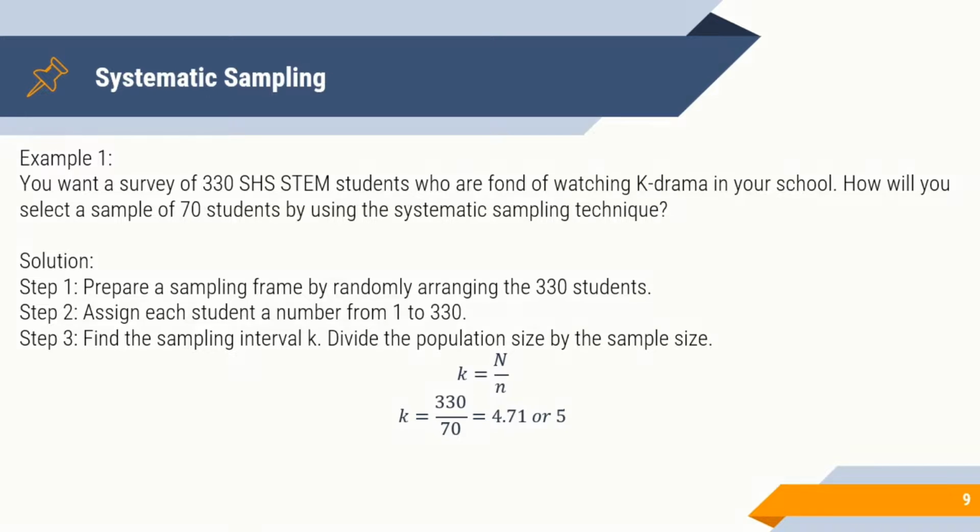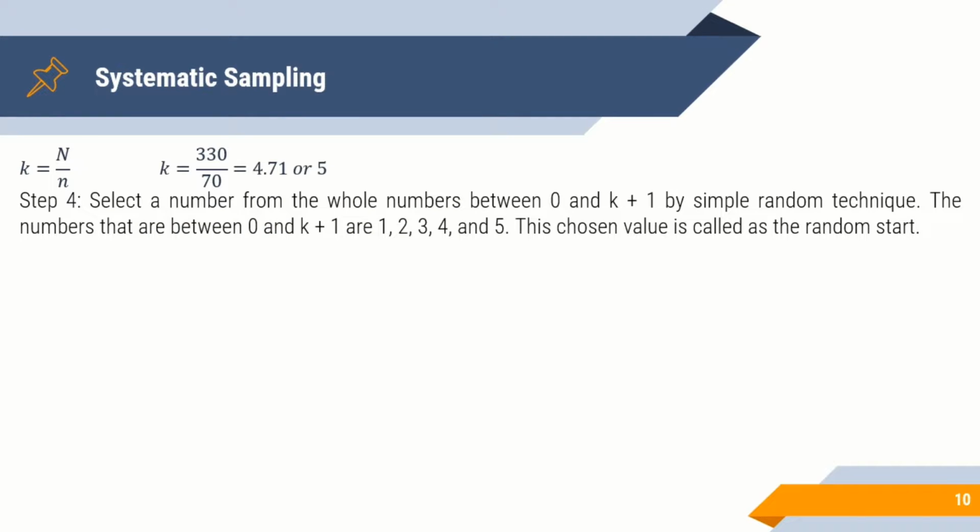And then step 4, select a number from the whole numbers between 0 and k plus 1 by simple random technique. So the numbers that are between 0 and k plus 1 are 1, 2, 3, 4, and 5. Since k plus 1 is 5 plus 1, that's 6. So the numbers that are between 0 and 6 are 1, 2, 3, 4, and 5. So this chosen value is called the random start.